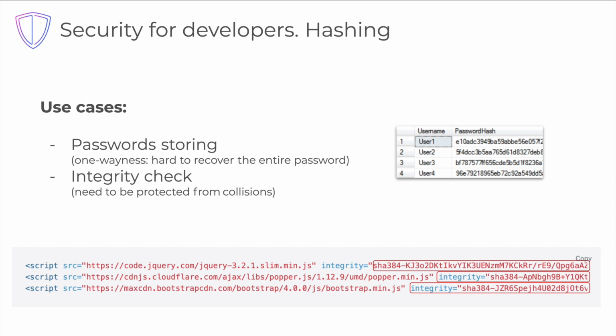Hash functions have many uses, but they are most commonly used in two ways. The first is for storing passwords, because hashes are one way, and it's impossible to restore an original password knowing just the final hash value. It will be necessary to go through the password database and check all their hashes. The second way is integrity checks. But in this case, you should bear in mind what we said about collisions and choose the proper algorithm accordingly.